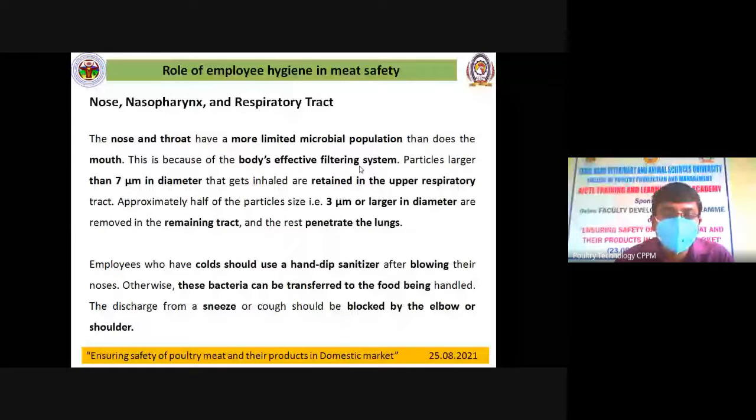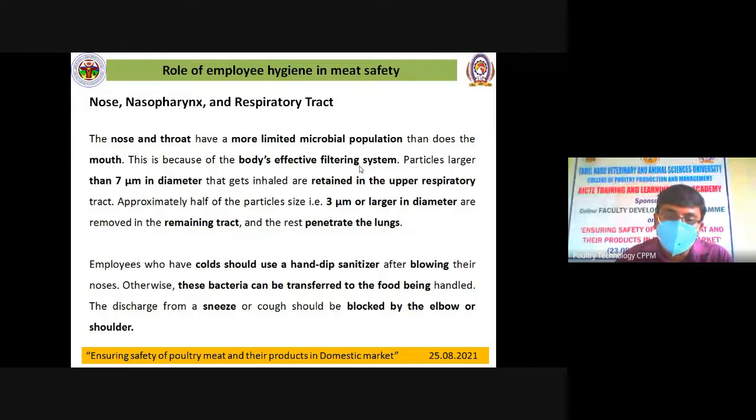Employees who have a cold should use hand sanitizer after blowing their noses, otherwise the bacteria can get transmitted to the food being handled. The discharges from a sneeze or cough should be blocked by the elbow or shoulder. So any coughing or sneezing can be blocked by using the elbow or the shoulder.